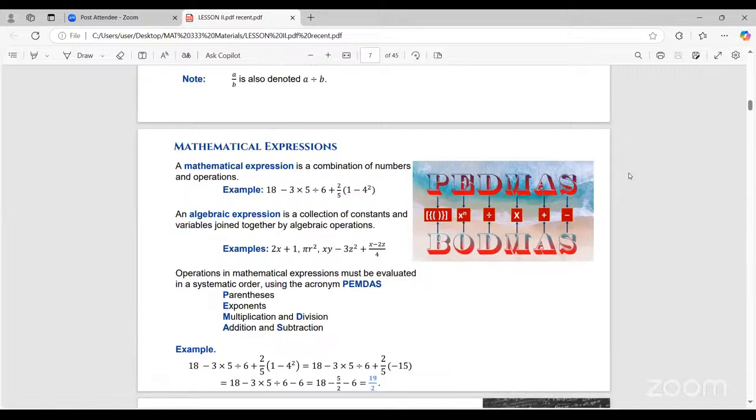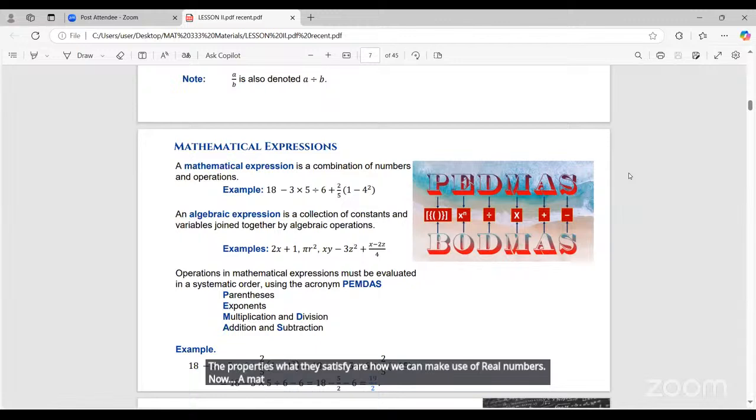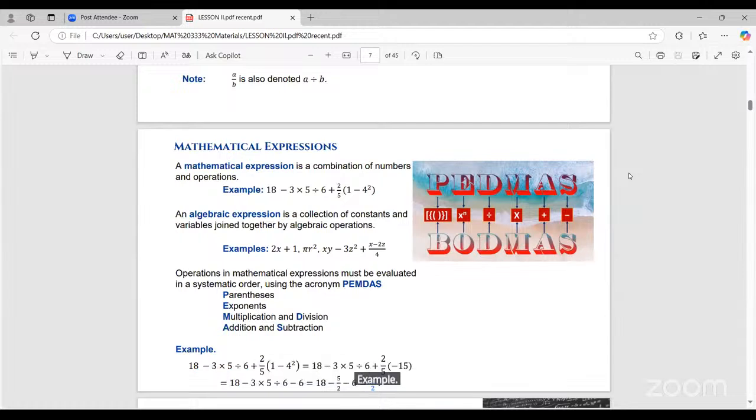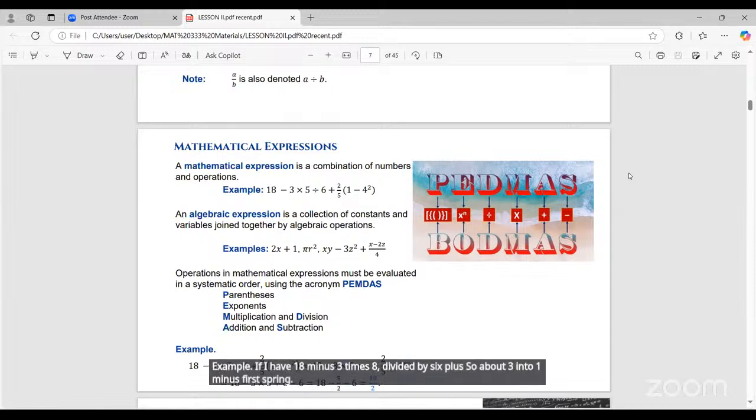A mathematical expression. Remember, we are dealing with real numbers, the properties they satisfy, and how we can make use of them. A mathematical expression is a combination of numbers and operations. For example, 18 minus 3 times 8 divided by 6 plus 2 over 3 into 1 minus 4 squared is an expression.